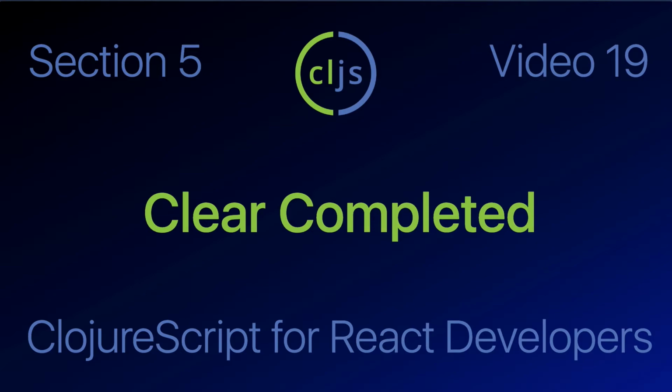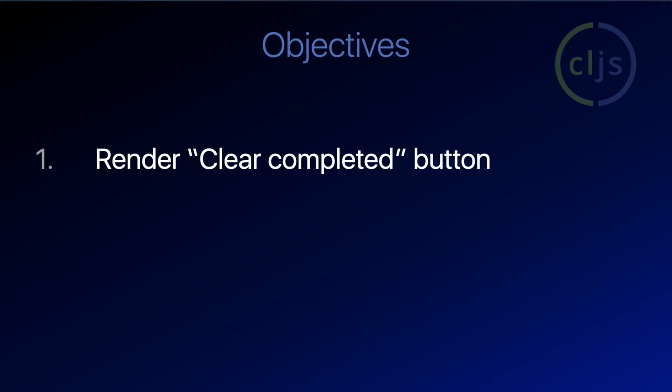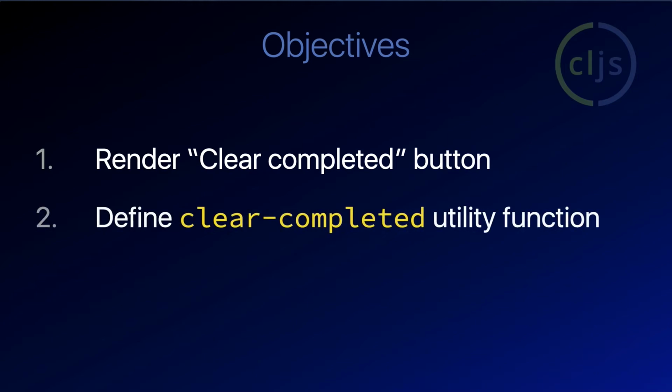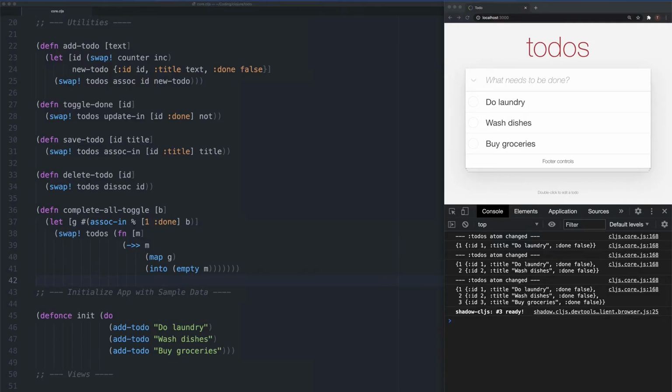Clear completed. Our objectives are: we will render a button that will remove all the completed to-do items. We will define a clear completed function that will update the to-do state. Finally, we will refactor our code to remove duplicated functionality in our utility functions. Let's add the clear completed control to our footer.